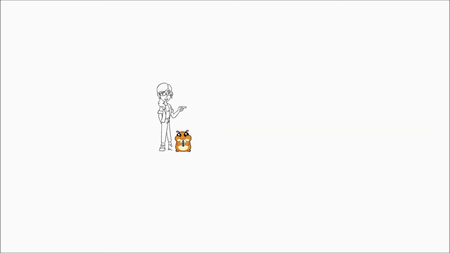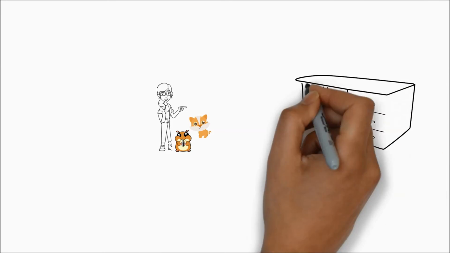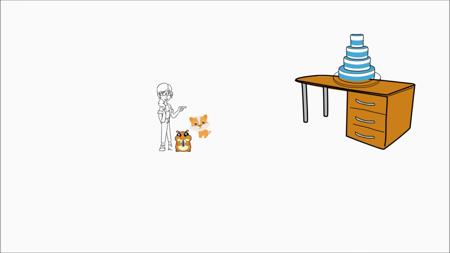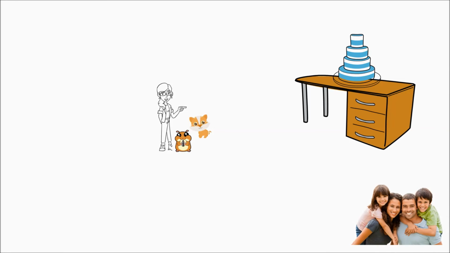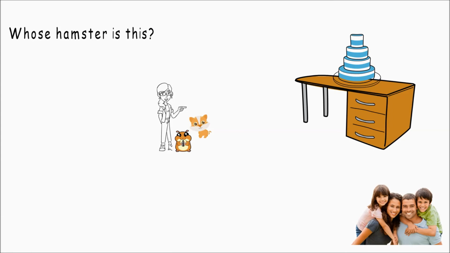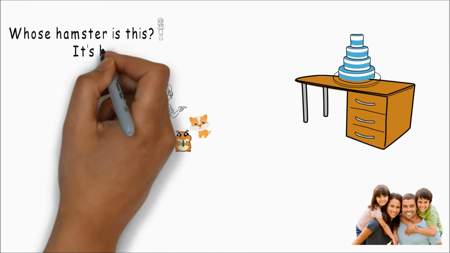What is that? Hamster, a cat. Do you remember that? It's a desk and a cake. Oh, family. Whose hamster is this? It's hers.